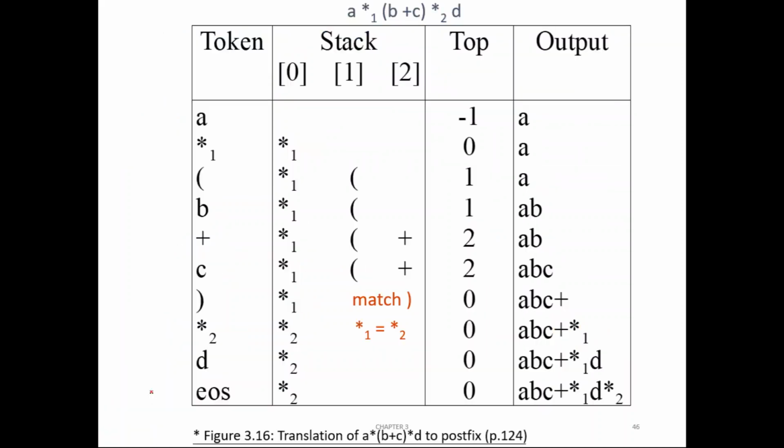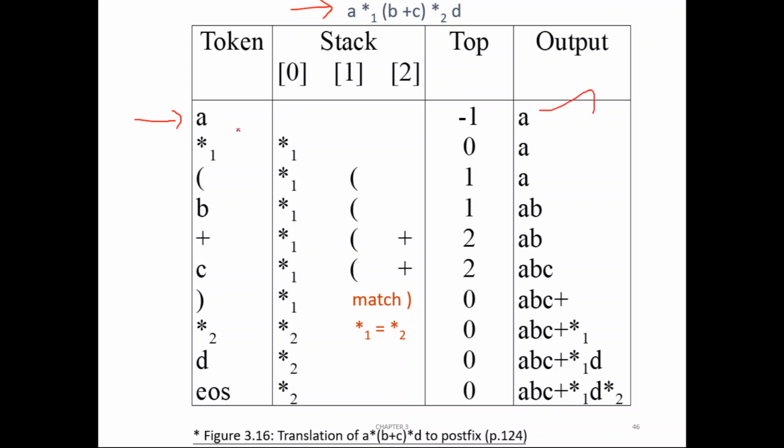Let us take one more example. Say this: A star B plus C star D. Here there is a bracket for B plus C. Okay. Let us see how it works. So this is the input string. So the first token read is A. It is an operand. Just display it.